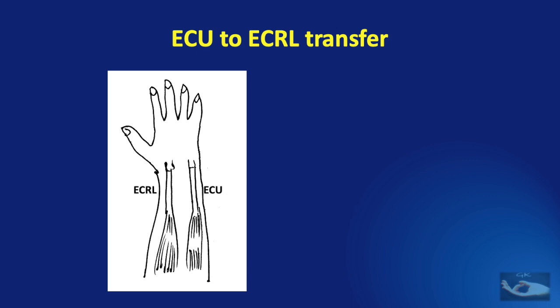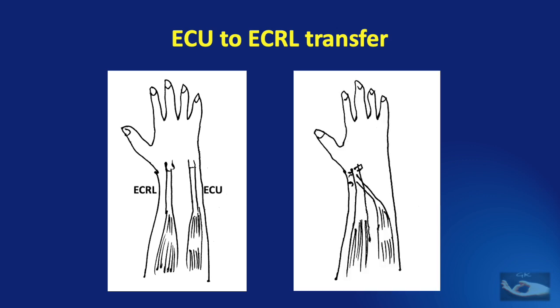If it is the extensor carpi ulnaris that is the cause, the ECU to ECRL transfer is done. The ECU and the extensor carpi radialis longus tendons are identified. The ECU tendon is divided distally and mobilized proximally in order to reach the extensor carpi radialis longus in a straight line.